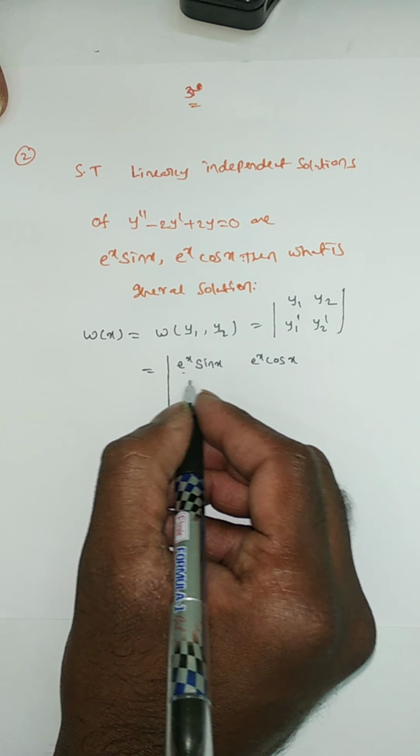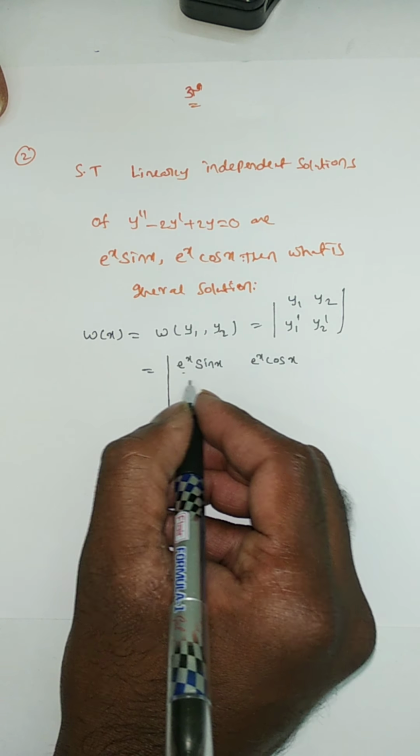Now e power x into cos x derivative: e power x into minus sin x, plus cos x into the derivative of e power x, which is e power x. Now we have to do the determinant, AD minus BC type. So this is e power x sin x into (minus e power x sin x plus cos x into e power x), minus e power x cos x into (e power x cos x plus sin x into e power x).